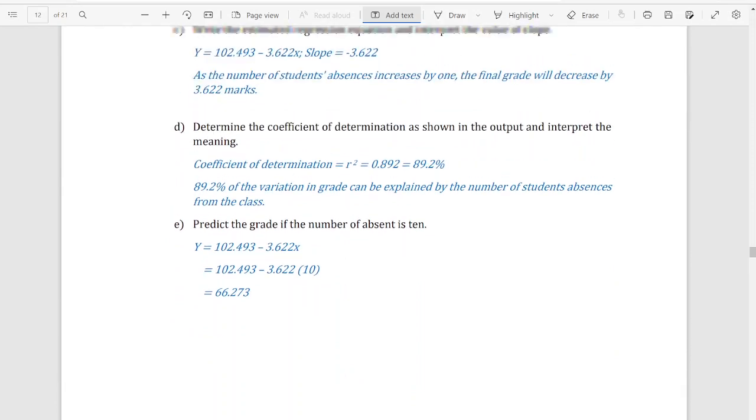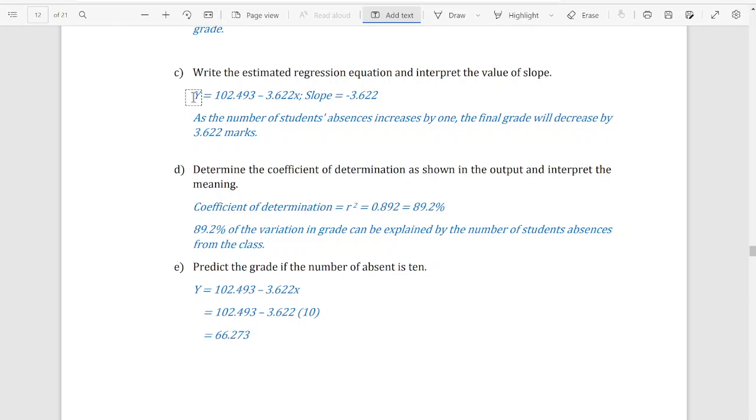Gunakan formula yang kita ada tadi. Equation yang kita ada yang ni. Y equal to 102.493 minus 3.622x. And then you substitute the value of x with 10. Calculate, you get the score to be 66.273. So that means in this case, it is predicted that the score is equal to 66.273 if the number of absenteeism is 10 days. Okay, itu yang dimaksudkan.